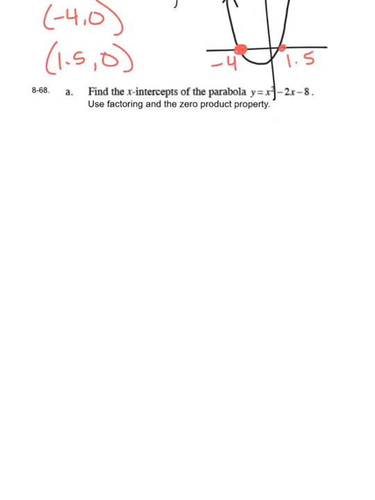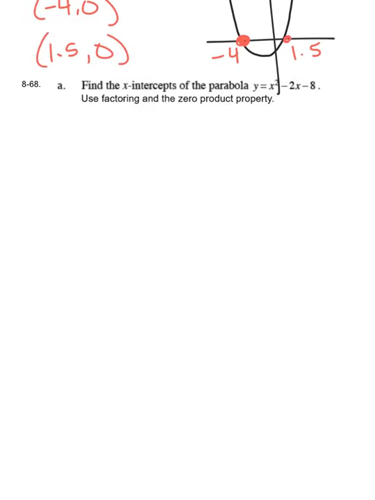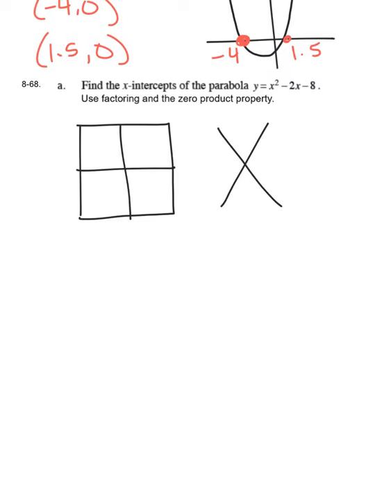Find the x-intercepts for the parabola y equals x squared minus 2x minus 8. Use factoring and the zero product property. Okay, so factoring, that's the rectangle and diamond. That's really big. X squared and the minus 8 go into the diagonal, and we multiply those. And then the minus 2x goes into the bottom of our diamond pattern.